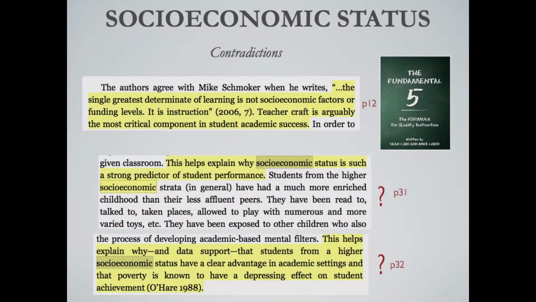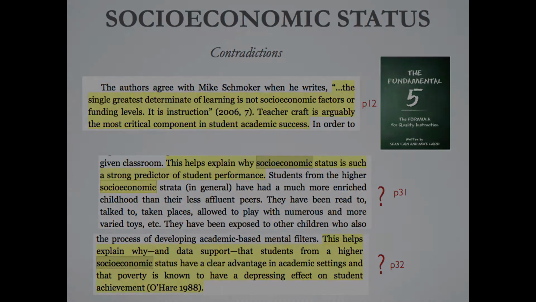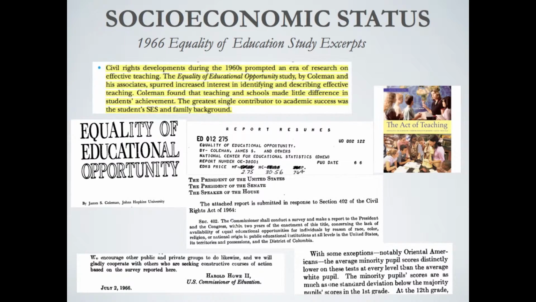Upon further reading of the Fundamental Five regarding socioeconomic status, this is mentioned on page 12, but when I started reading on pages 31 and 32, it seems that the authors directly contradict themselves, explaining that socioeconomic status is a strong predictor of student performance, and poverty is known to have a depressing effect on student achievement. Because there were contradictions regarding the significance of socioeconomic status, I decided to read the Equality of Educational Opportunity Act, and I was able to find a scanned copy, and I believe this came from the Library of Congress, although it is a scanned original.